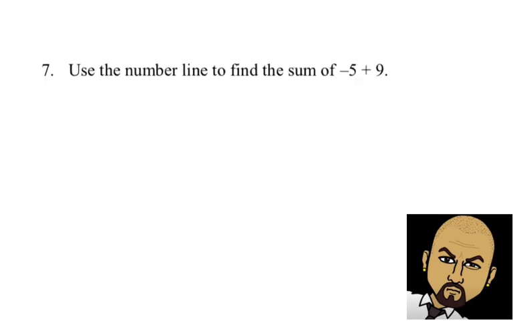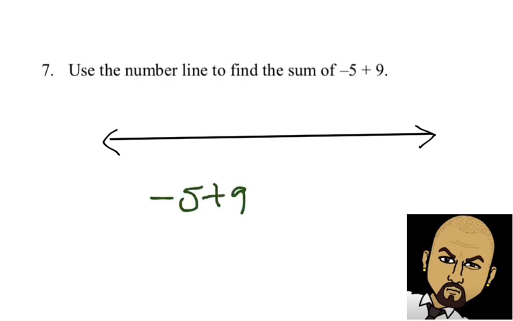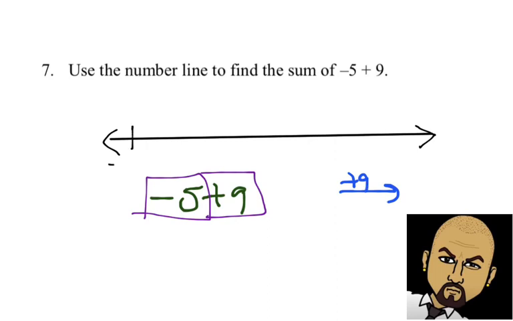Number 7, we got negative 5 plus 9. And in this case, some people ask me, well, what if I don't have a number line? Good question. So you can just make your own number line. So here's an array. I haven't labeled anything, but I'm going to write my terms down. We got negative 5 plus 9. We're going to start at negative 5, and we're going to add 9. So that tells us that we're going to go to the right 9 from negative 5.